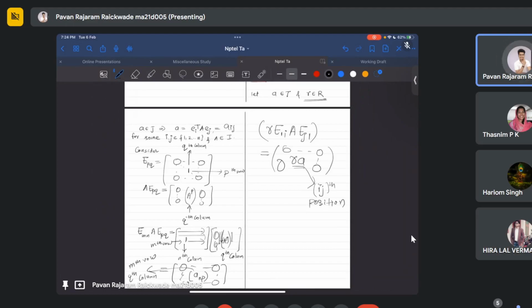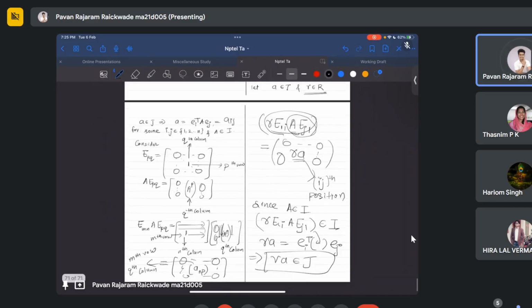Now since A was in I, this is in I, and again this is in I, because I is an ideal, right? Since A belongs to ideal I, R E_1i A E_j1 is in I again. And then what is R times A? You started with, this is simply not inner product, simply E_i transpose of this matrix here times E_j, right? Then done, which implies RA again belongs to J.